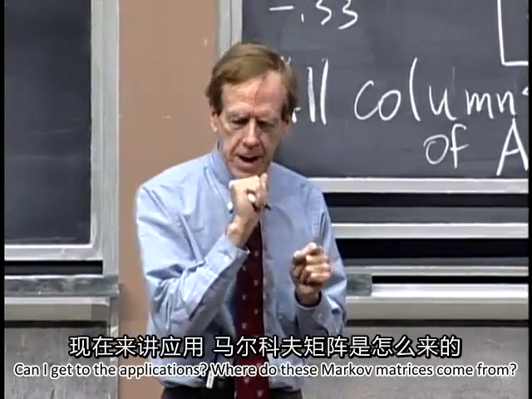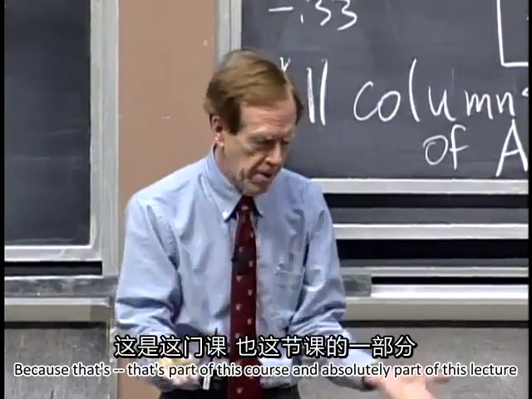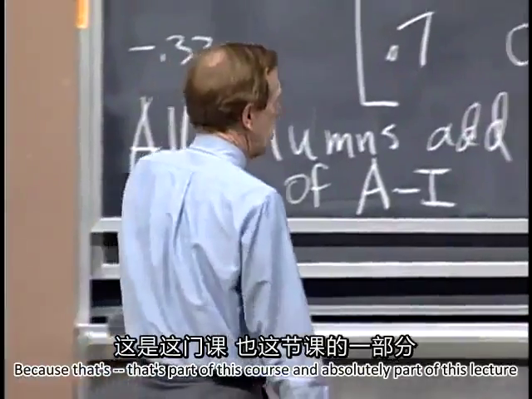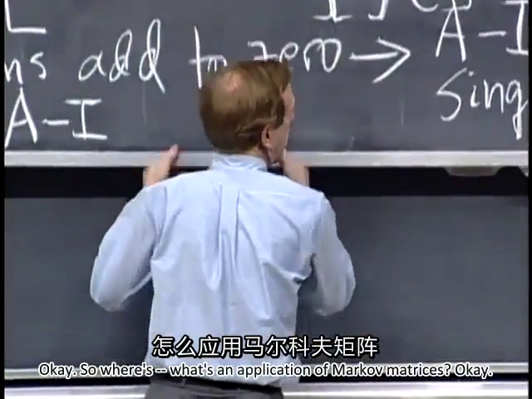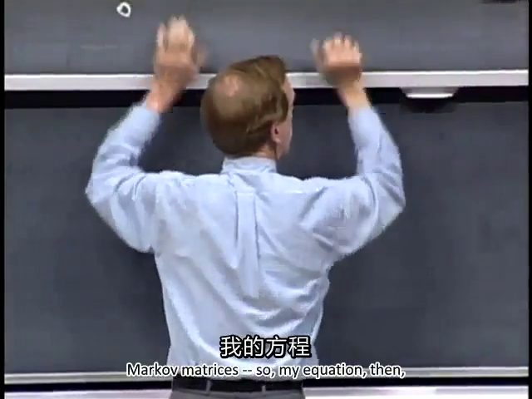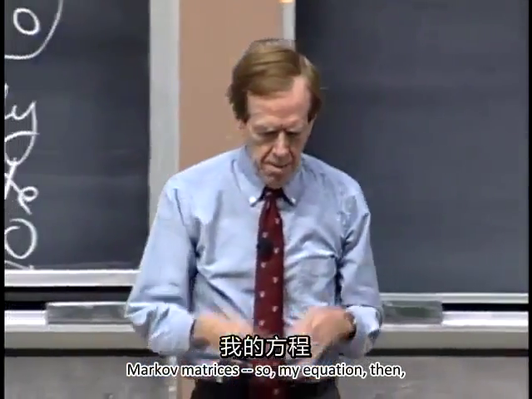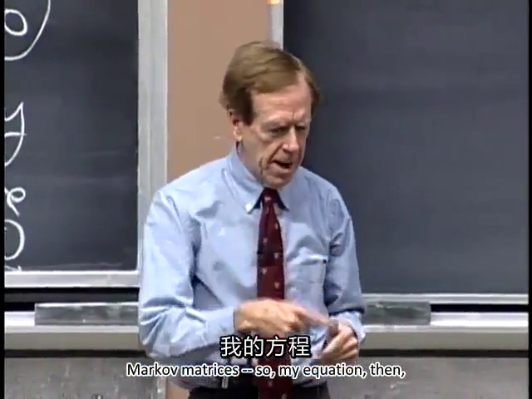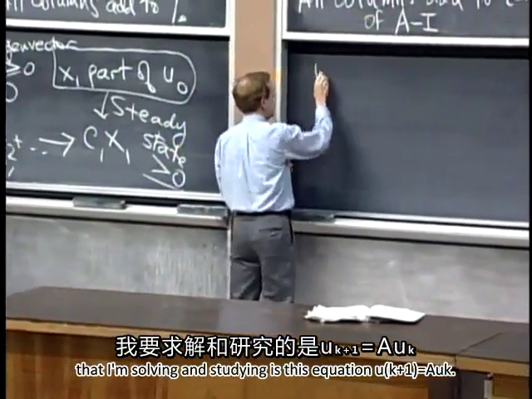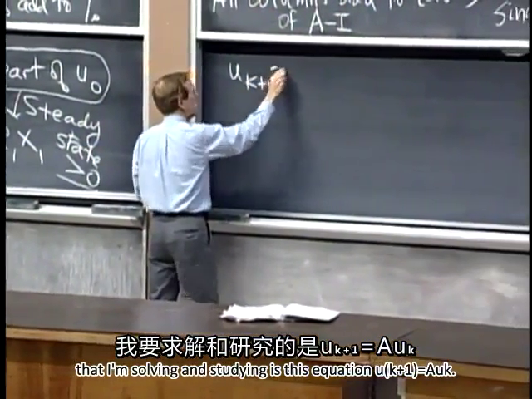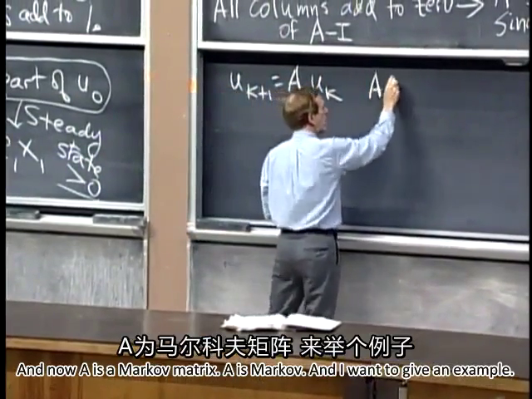OK, now that's the linear algebra part. Can I get to the applications? Where do these Markov matrices come from? Because that's part of this course and absolutely part of this lecture. OK, so where's an application of Markov matrices? So my equation, then, that I'm solving and studying is this equation, u_{k+1} equals A u_k. And now A is a Markov matrix. A is Markov.